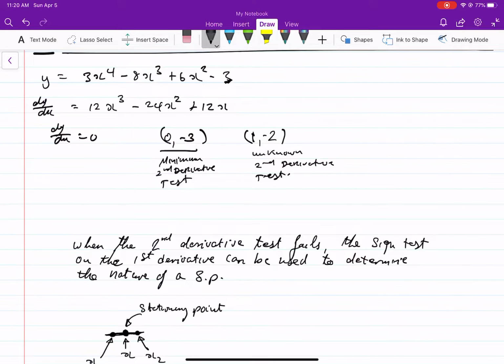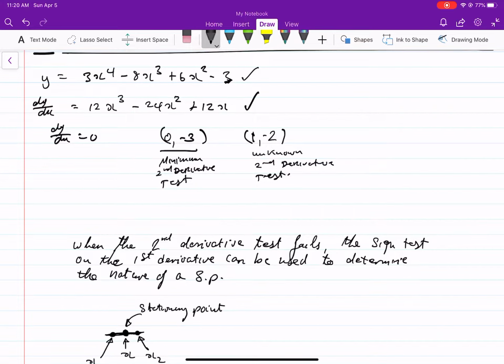Okay, at the end of the last video, we were looking at finding stationary points and determining the nature of these stationary points. We had worked a problem. I summarized it back right there. The equation was y is equal to 3x to the fourth minus ax cubed minus 8x cubed plus 6x squared minus 3. First derivative was shown there.